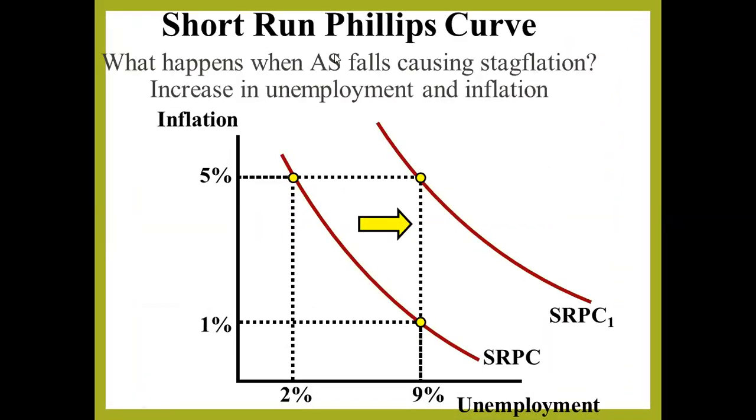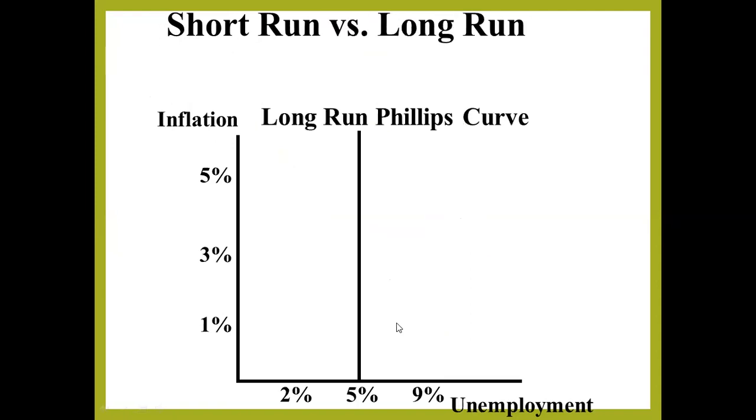Okay, so if aggregate supply changes, you get a new curve. If aggregate demand changes, you slide along the curve. Say that again. If aggregate supply changes, you get a new Phillips curve. If aggregate demand changes, you slide along the Phillips curve.